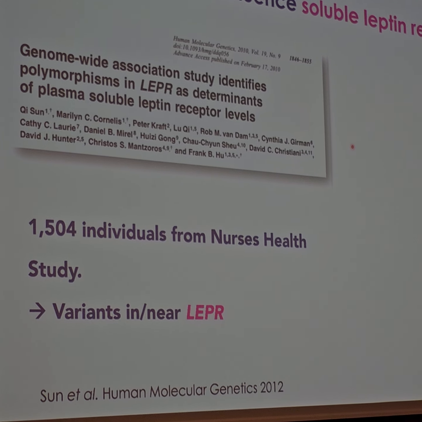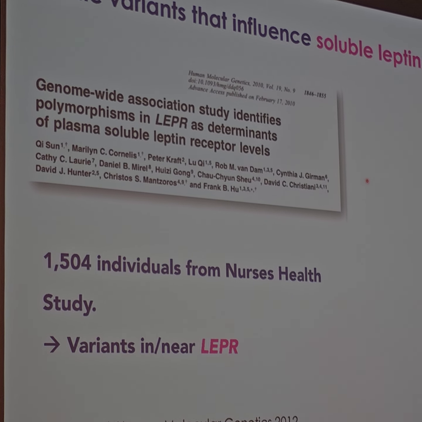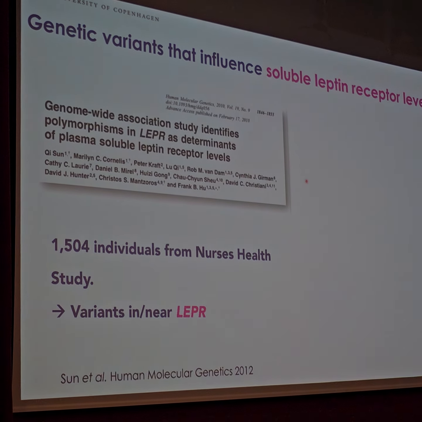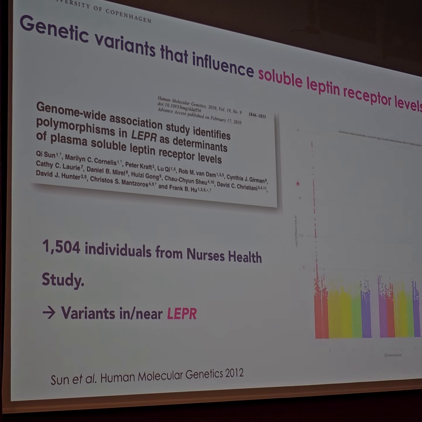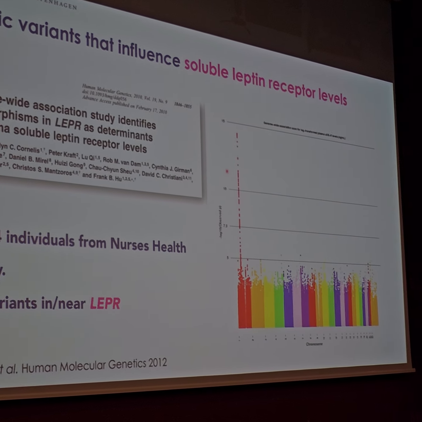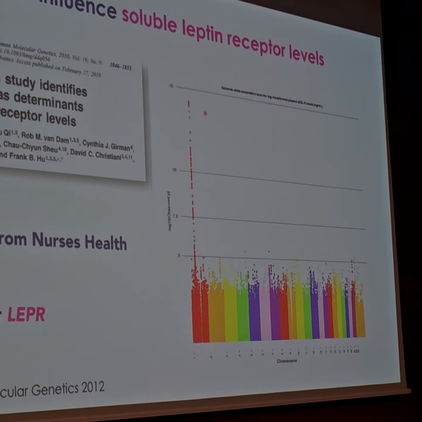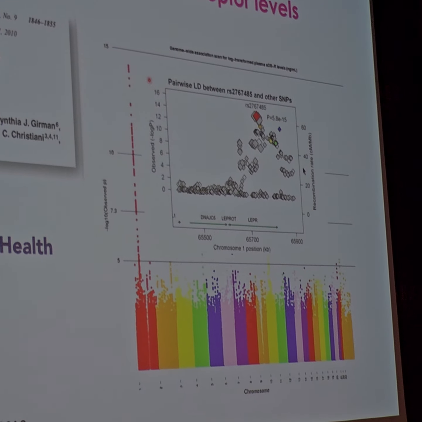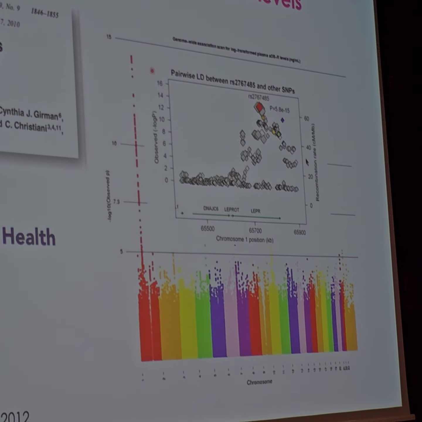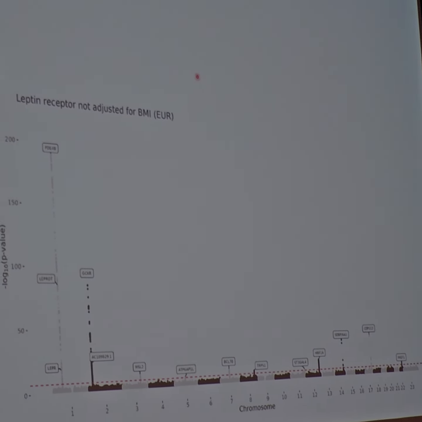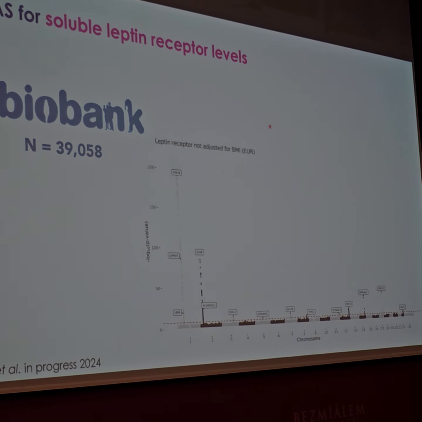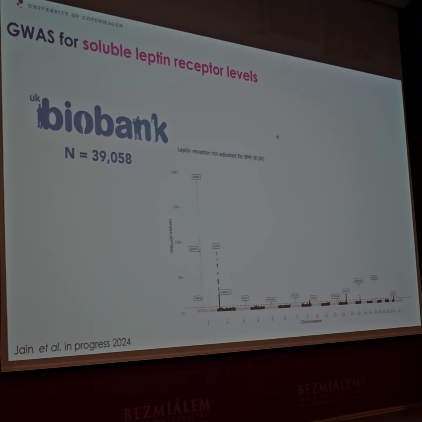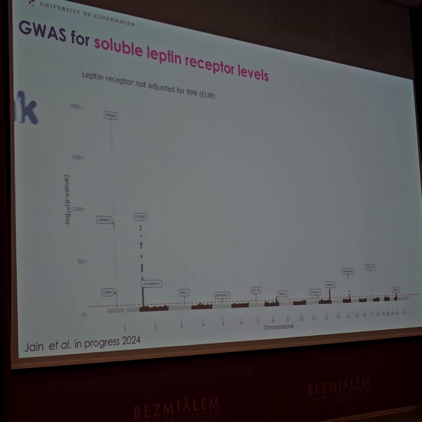Also, 14 years ago already, there was one small GWAS study in Nurses' Health, and they did a GWAS on leptin receptor. What they found is one hit, and that was indeed the leptin receptor. In fact, within that locus, there were multiple signals. Now we did analysis using UK Biobank data, and we have 39,000 individuals, many more. You see more loci, but again, leptin receptor, as you can see here, stands out.